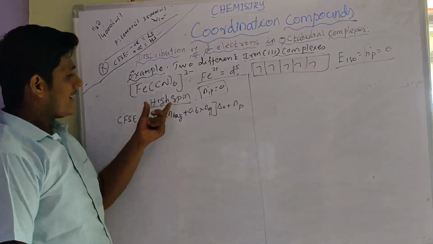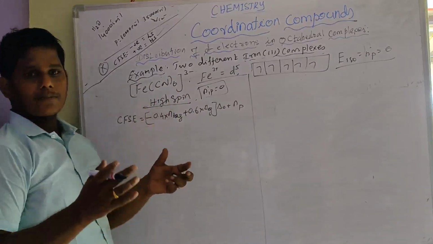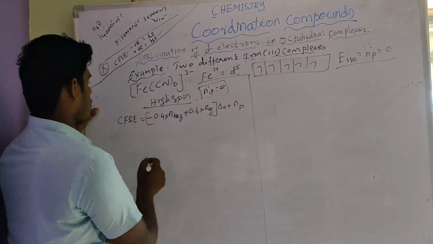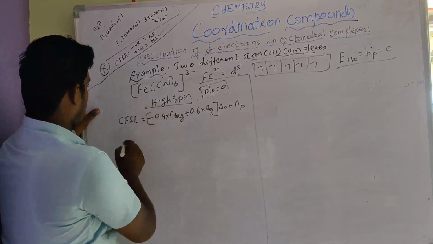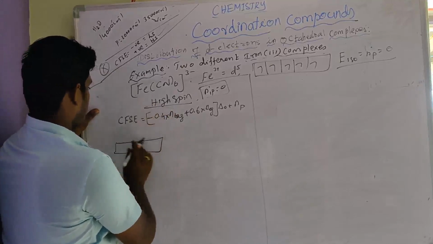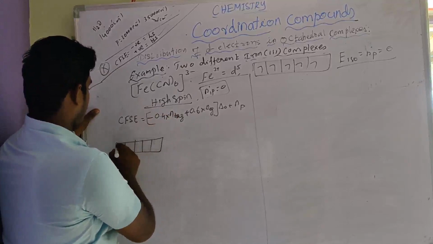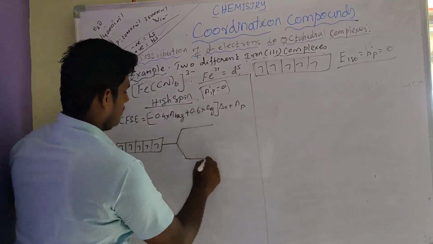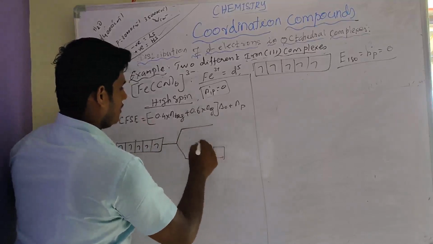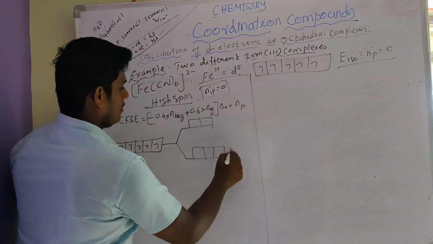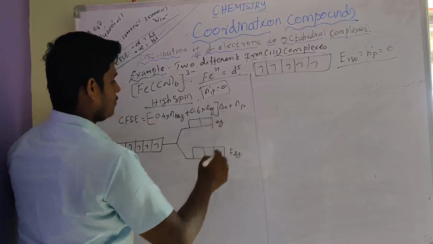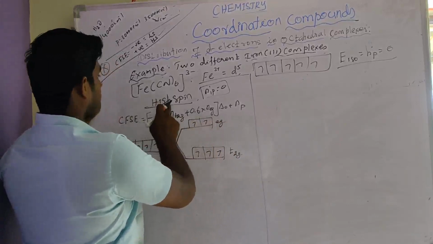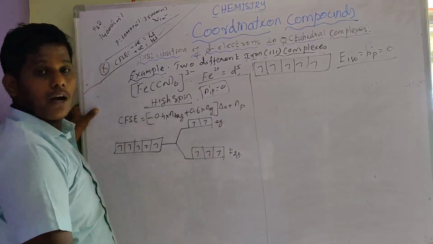Now, high spin complex means what? Electrons do not pair. So I place the electrons 1, 2, 3, 4, 5. We get two energy levels: three here in t2g and two here in eg, so 1, 2, 3, 4, 5. High spin means electrons do not pair.